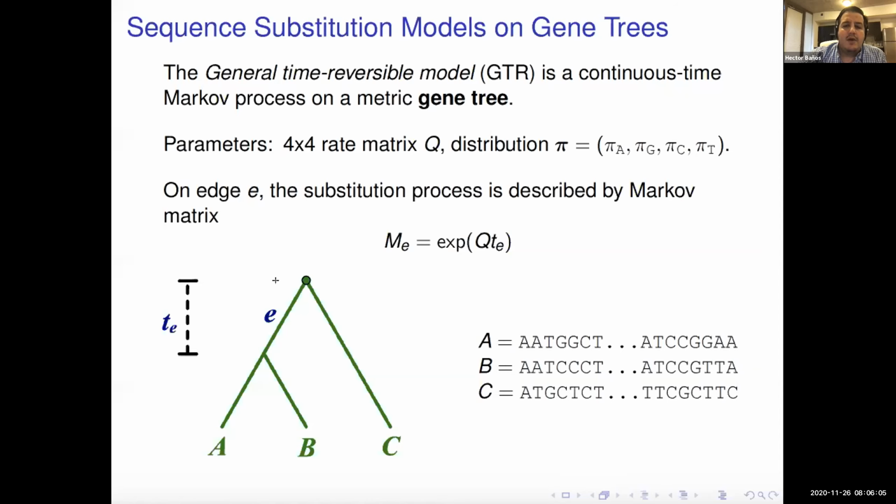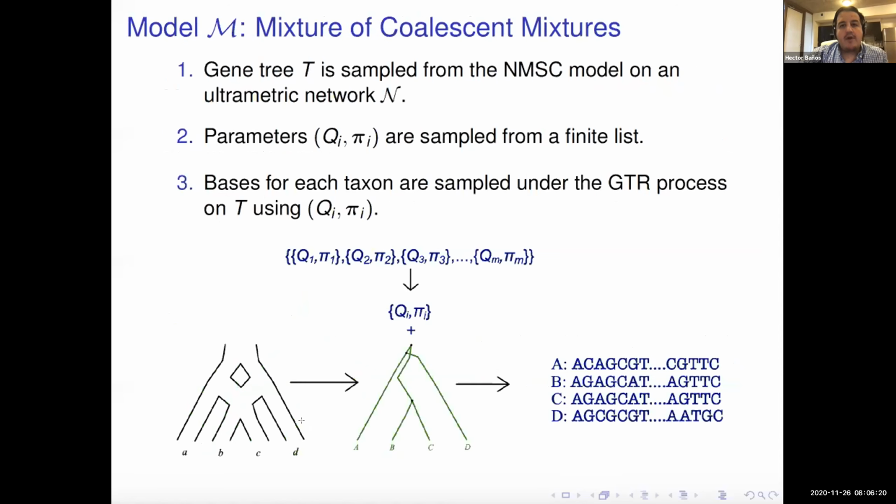Then once we sample, we have a given probability of switching to some other state. And because we have a Markov matrix for each edge, we'll have these switches. Okay, so now the model that we work on is the mixture of coalescent mixtures. And it's just a three-step process.